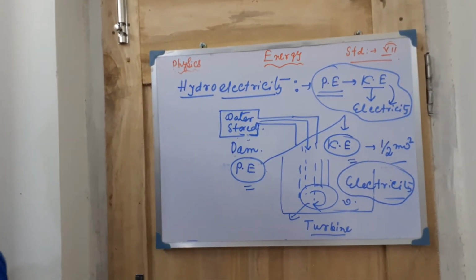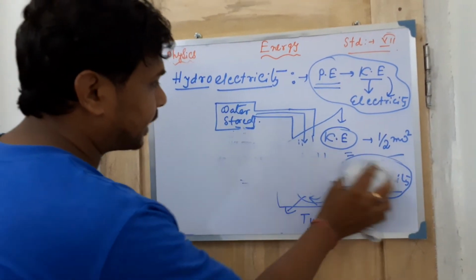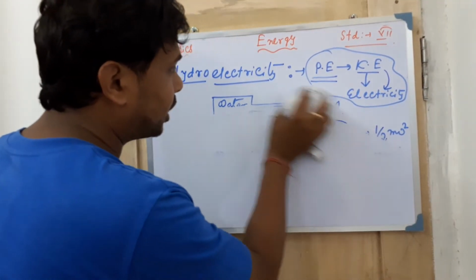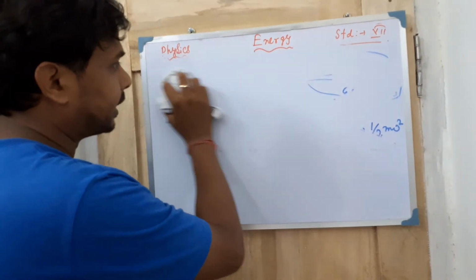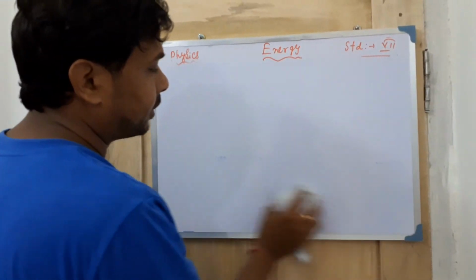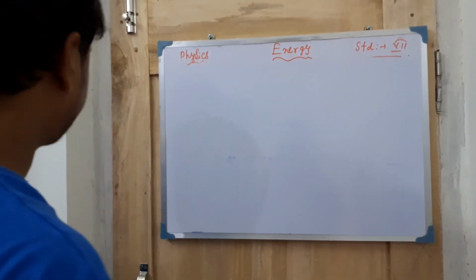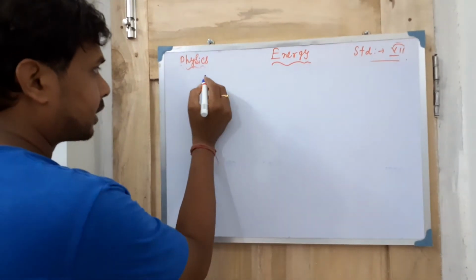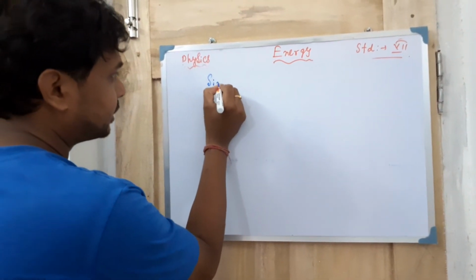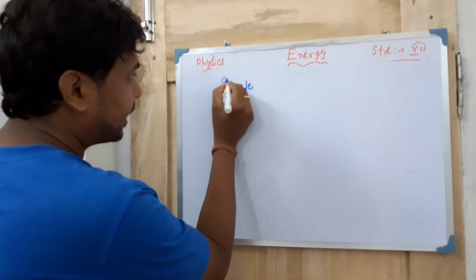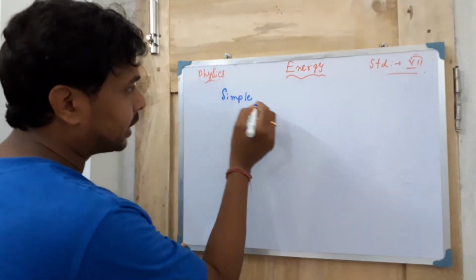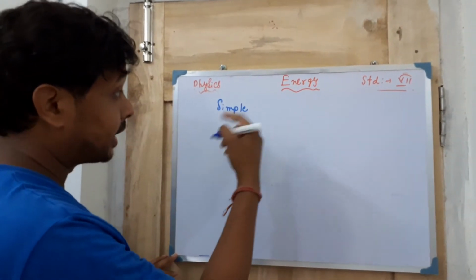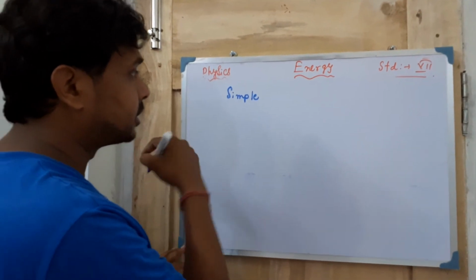This question is repeatedly asked in the exam: in case of the simple pendulum, how the conversion between kinetic and potential energy takes place. I will try to explain it again, because this is a very important question. Not only in your class 7 standard, but in higher classes also this question is repeatedly asked in the exam.